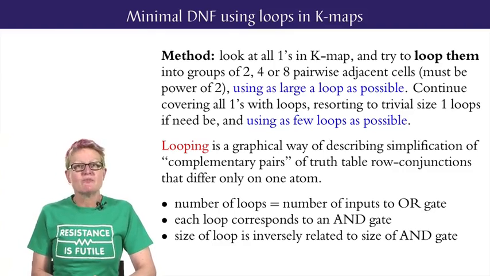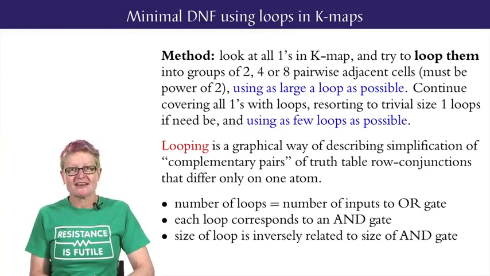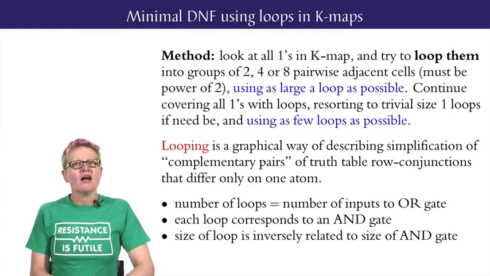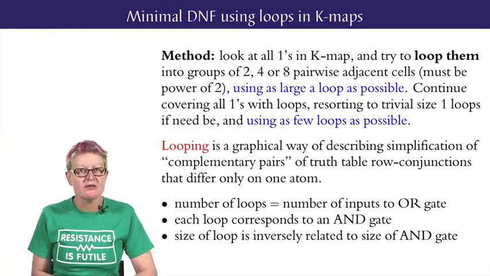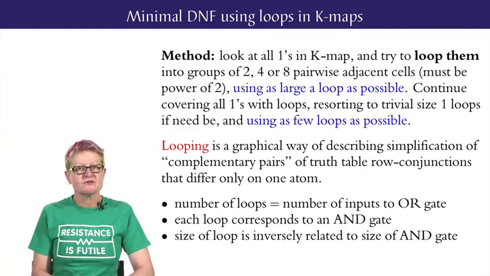Each loop will correspond to an AND gate. The larger the loop, the more cancelling of atoms, and so the smaller the conjunction. The loop itself contains all the information needed to determine the conjunction corresponding to the loop, and thus the inputs to the AND gate.